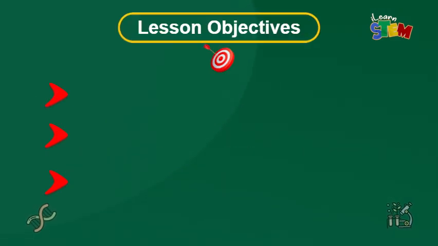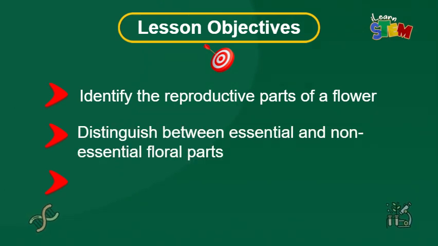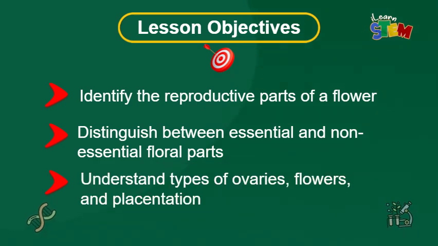Let's see the lesson objective. By the end of this lesson, you should be able to: 1. Identify the reproductive parts of a flower. 2. Distinguish between essential and non-essential floral parts. 3. Understand types of ovaries, flowers, and placentation.